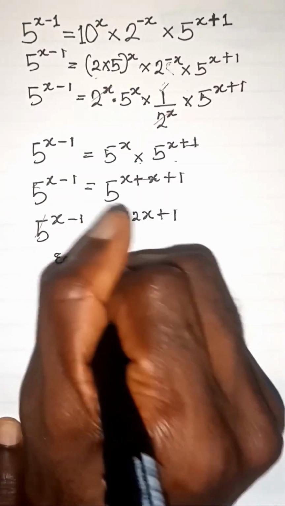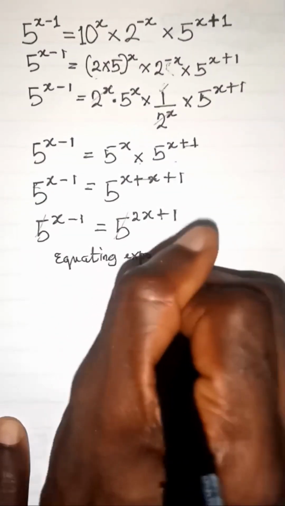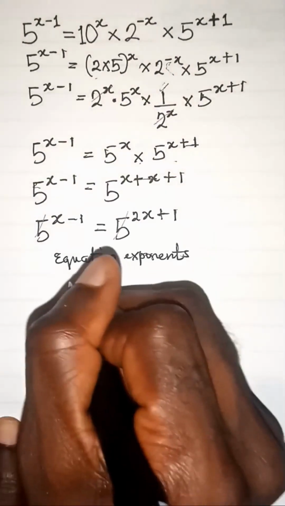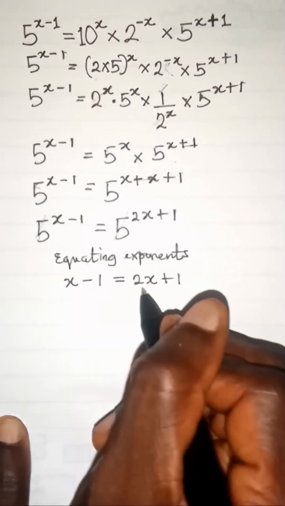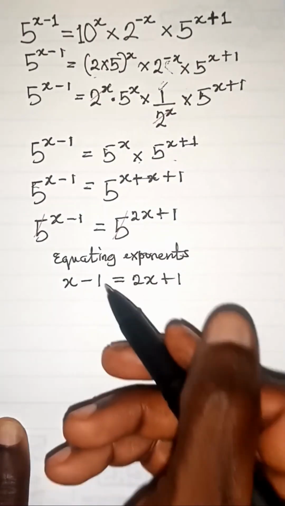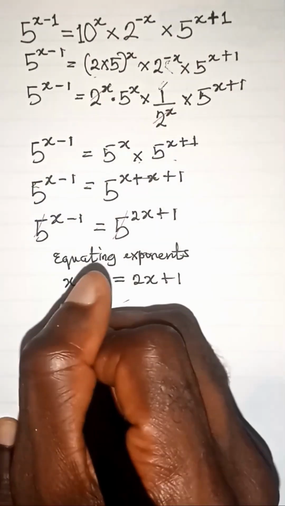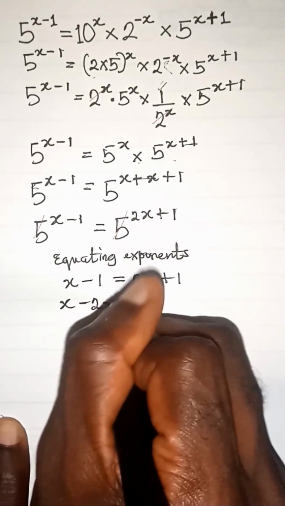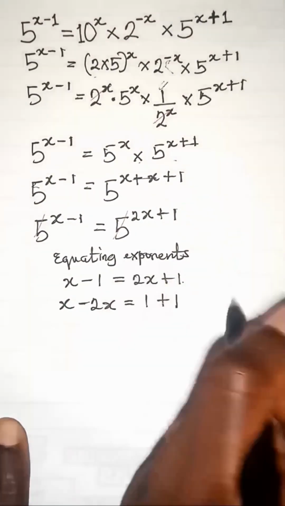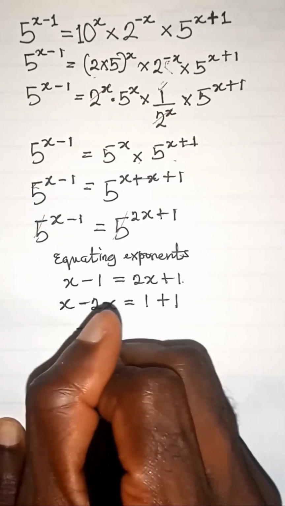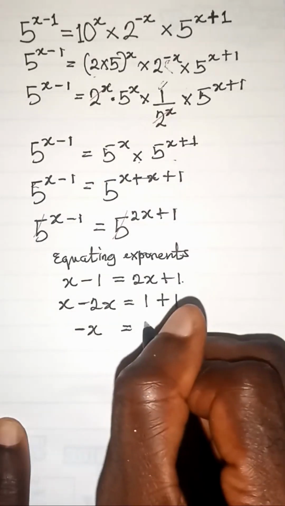So we equate the exponents. When we equate the exponents, x minus 1 is going to give us 2x plus 1. Then we can subtract 2x from both sides and add 1 to both sides at the same time, so that on the left hand side we have x minus 2x, and on the right hand side we have 1 plus 1 when this moves to the other side. So x minus 2x is minus x, and 1 plus 1 is 2.